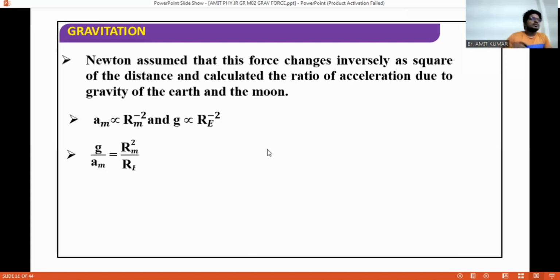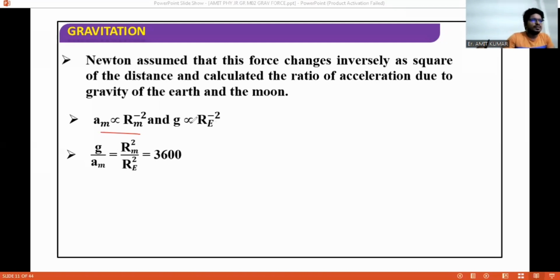So Newton assumed that this force changes inversely as the square of the distance, and calculated the ratio of the acceleration between the Earth and the moon. So what relation came? Take care of this relation. See, AM is proportional to R, the radius of the orbit, to the power minus 2.